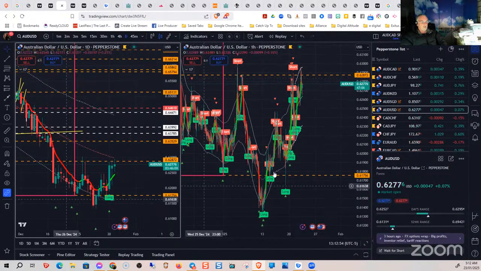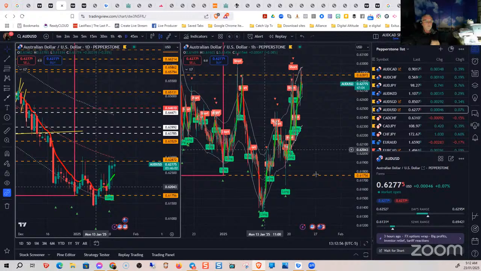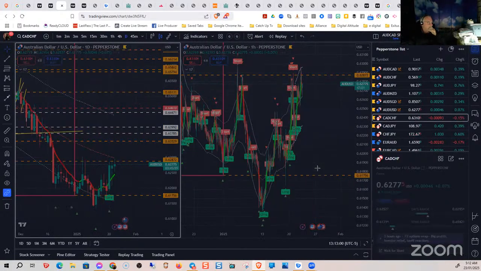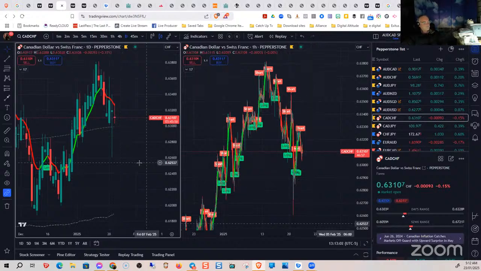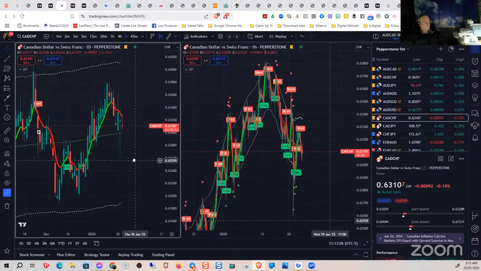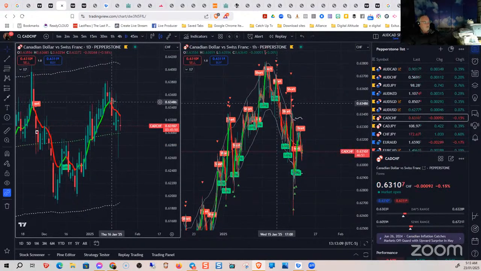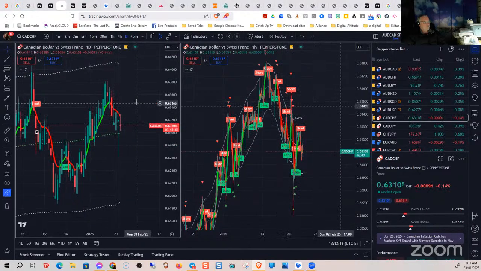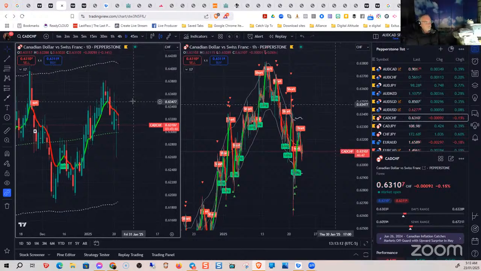But if you're in that, it could be a bit of a slow move, but we'll see how we go. CAD CHF. Now, here's a trend bar change on this one for a sell.